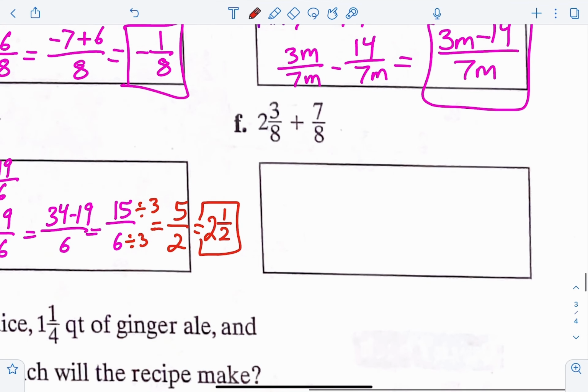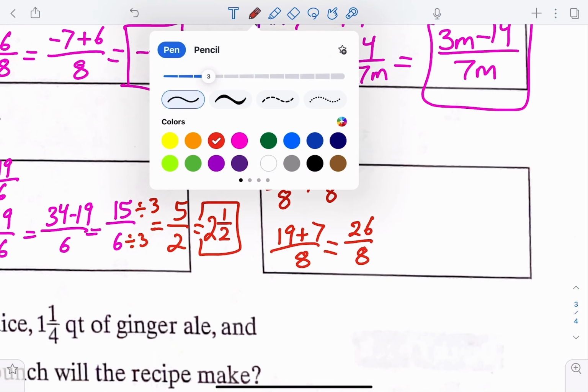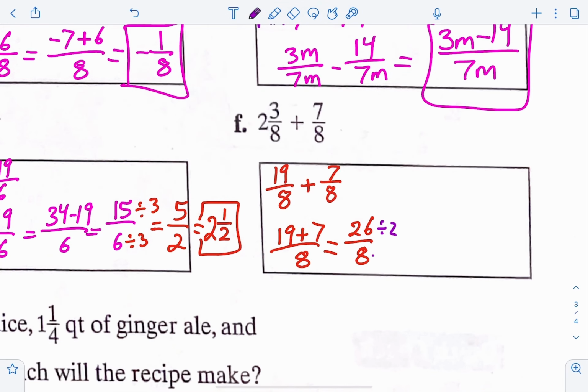Okay, for this last one, we have 2 and 3 over 8. So 8 times 2 is 16, plus 3 is 19 over 8, plus 7 over 8. They already have the same denominator, so this is really 19 plus 7 over 8, which is really 26 over 8. We can divide top and bottom of that by 2 and get 13 over 4. 4 goes into 13 3 times, because 3 times 4 is 12. And we have 1 left over, so we get 3 and 1/4.